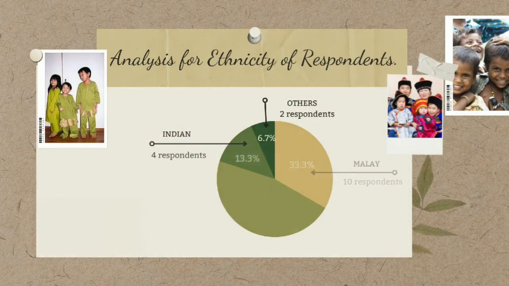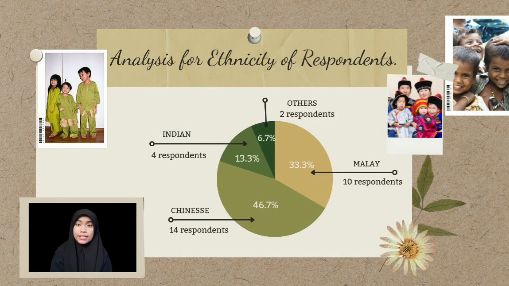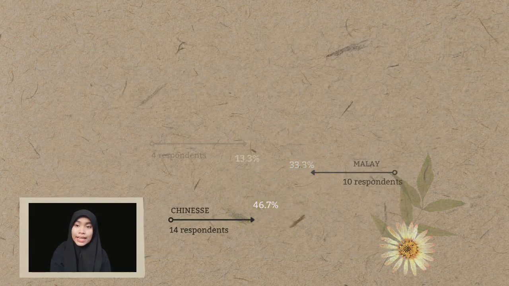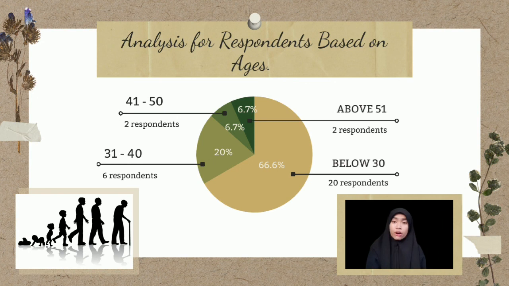The pie chart shows the number of respondents based on their ethnicity. The majority of the respondents are Chinese, which consists of 14 out of 30 respondents or 46.7%. Followed by 10 out of 30 respondents who are Malay, which forms 33.3%. The third ethnicity shows 4 respondents representing 13.3% from Indian races, and the most minor ethnicity is other races with 2 respondents representing 6.7%.